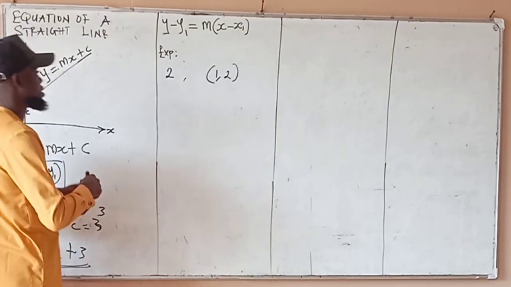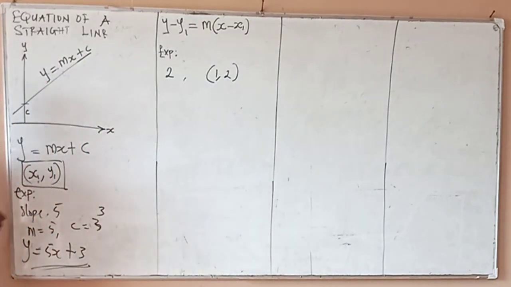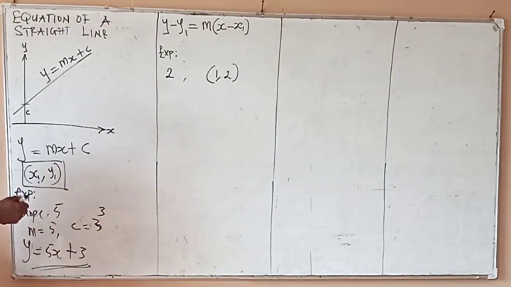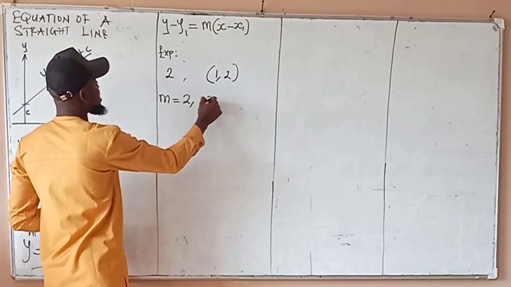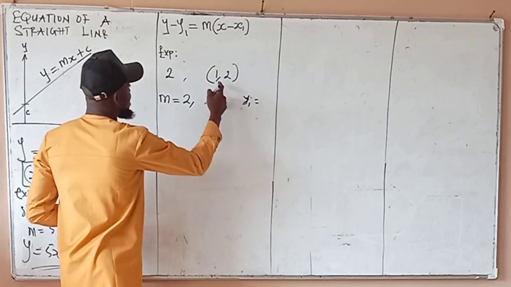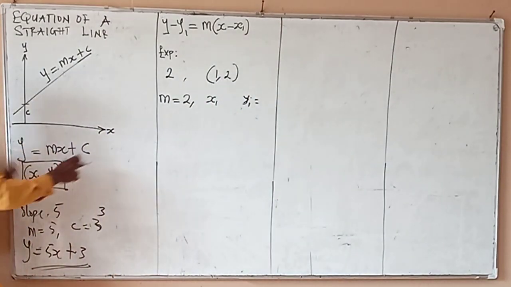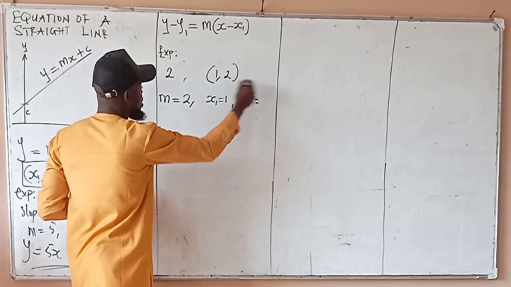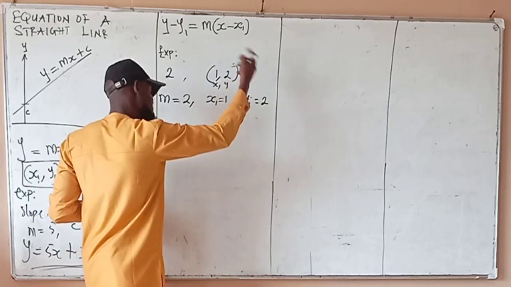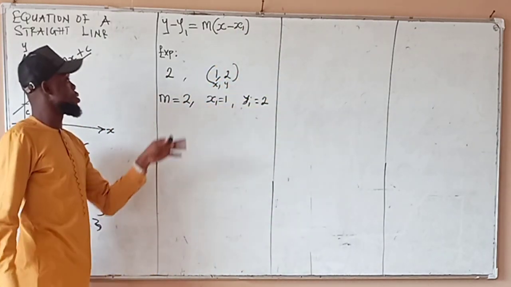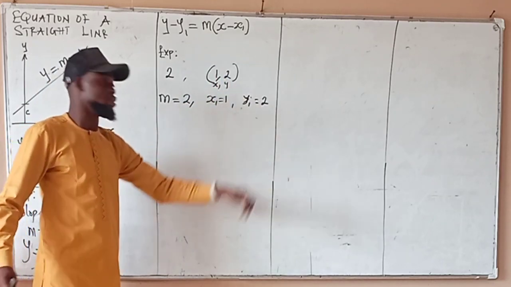Calculate the equation of a straight line having a gradient equal to 2 that passes through a given point (1, 2). So how do we do this? The gradient, which is the slope, is 2, and the point is x1 and y1. You have (1, 2). The points are always x, y, so the first one is the x, the second one is the y. If we have a third one, it will become z. So it's always in the form of x, y. So the x is 1, the y is 2.